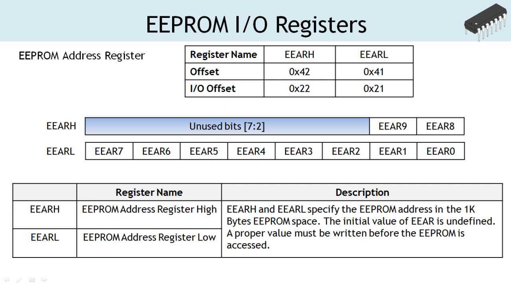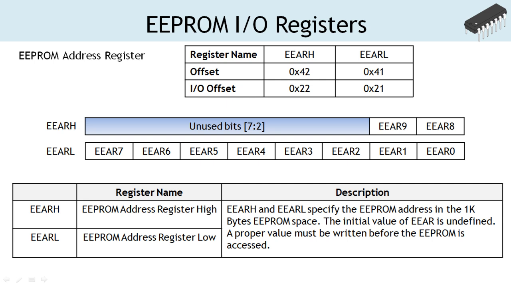EEARH and EEARL are the two registers used to address the byte location in the EEPROM memory space. The Atmega 328 microcontroller has 1 kilobyte of EEPROM memory, so the lower 10 bits of the register pair are used for addressing. The rest of the bits, that is bit number 10 to 15, are unused.